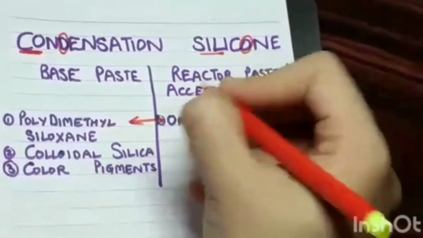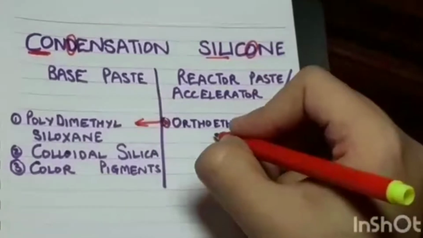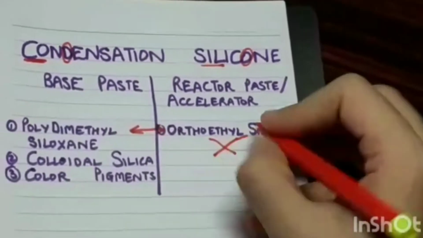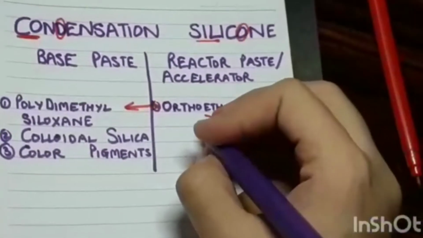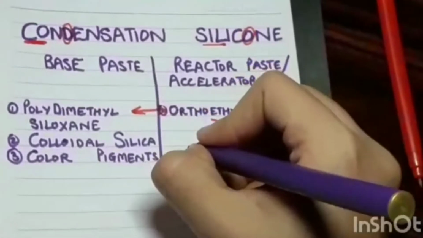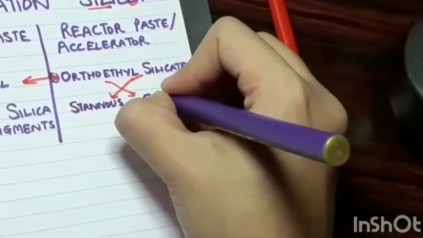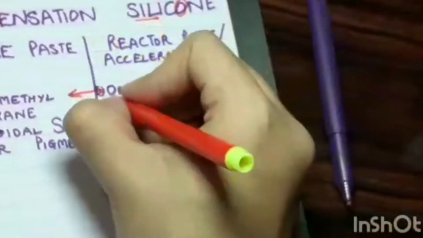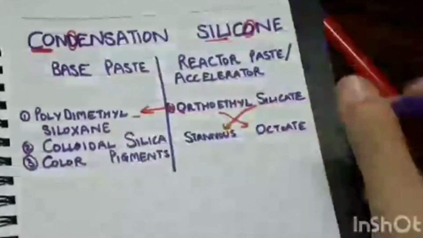Now to remember the second component of reactor paste, we will cross the letters O and S of first component, which will give us SNO, which stands for stannous octoate. Please remember that only orthoethyl silicate shows cross-linking with polydimethyl siloxane and not stannous octoate, which only acts as a catalyst. So this was about condensation silicon.